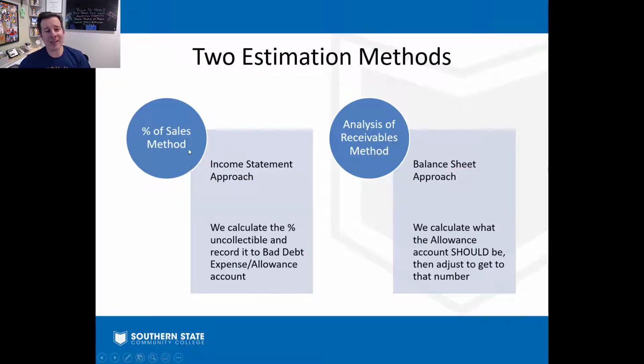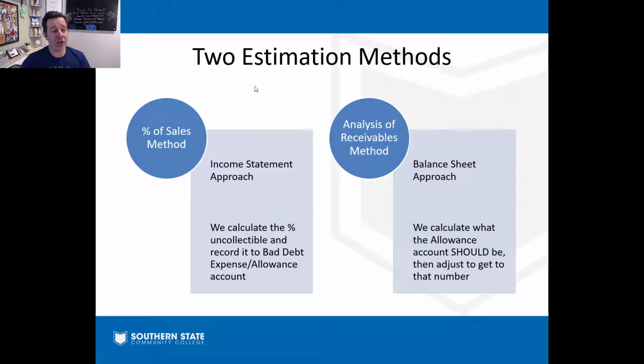We can use a percentage of sales method, or we can analyze accounts receivable and come up with the estimate that way. Under the percentage of sales method, we're taking an income statement approach. We're going to look at credit sales and we're going to estimate a percentage that won't be collected. We calculate the percentage uncollectible and then record it directly to bad debt expense and the allowance for doubtful accounts.